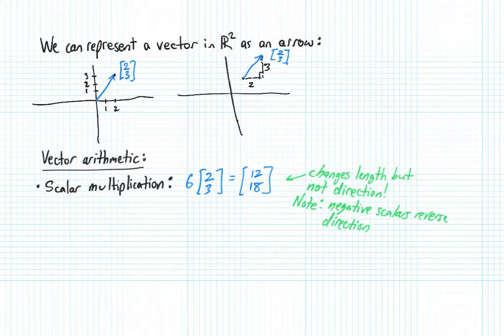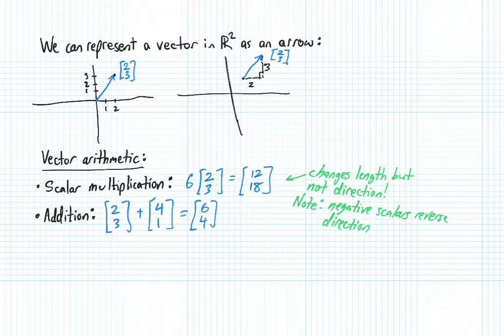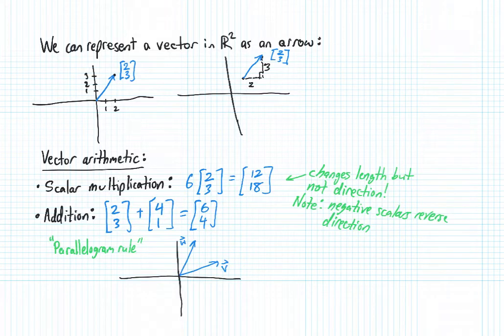So the second operation is addition. This is where you can add two vectors that are the same dimension. And the rule for how this works is pretty straightforward. You just add the components in each entry separately. So, for example, I would add here 2 plus 4 to get 6, and then I would add 3 plus 1 to get 4. And addition has a really nice geometric interpretation that goes by the name parallelogram rule. And the idea is that if you draw both of the vectors originating from the origin, then you can think of those two vectors as being two sides of a parallelogram.